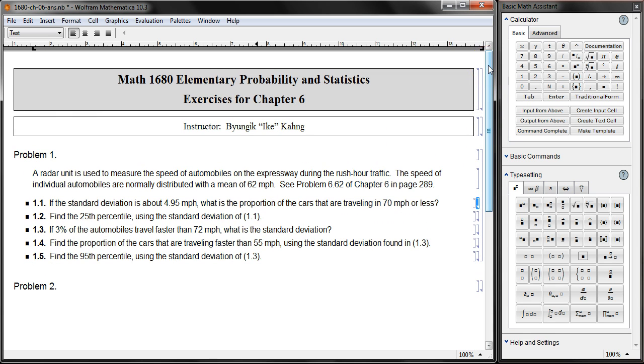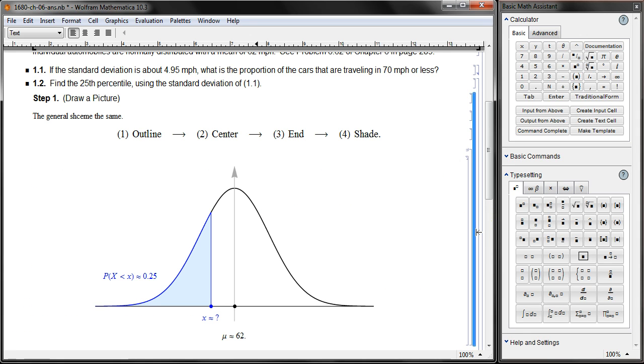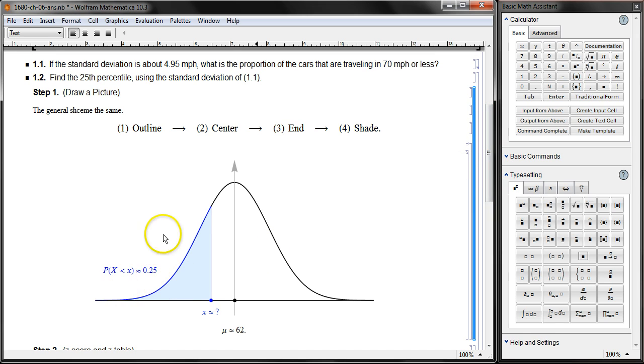Now, the second problem is asking you about going backward. Find the 25th percentile. We are looking for something like this. This probability here is 25%. So a quarter of the cars are traveling less than this speed. The other 3/4 of the cars are traveling faster than that speed.